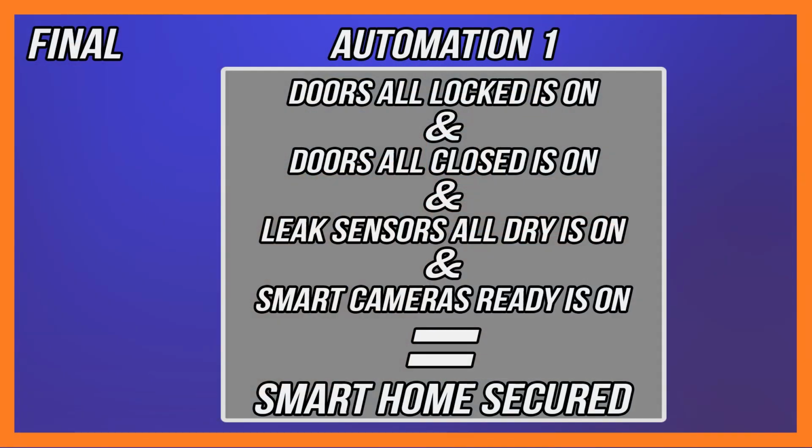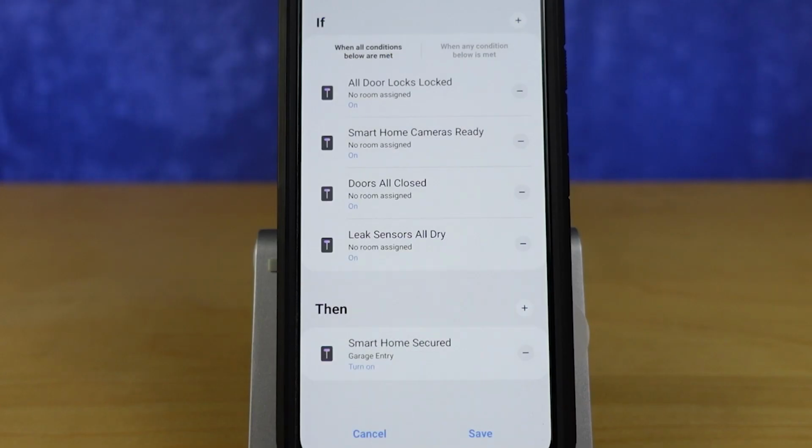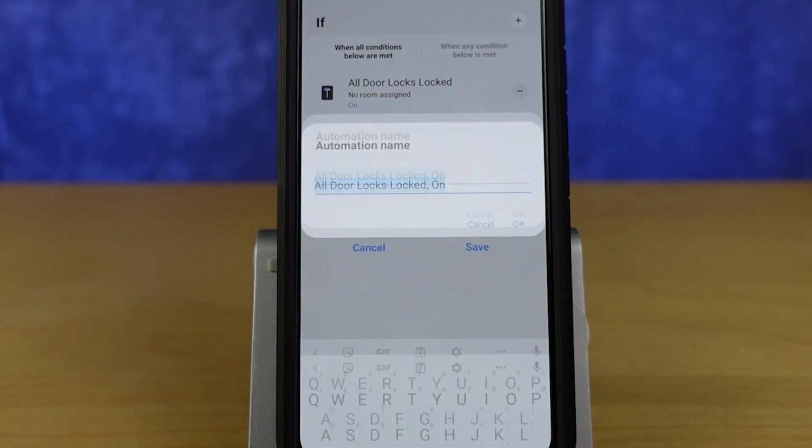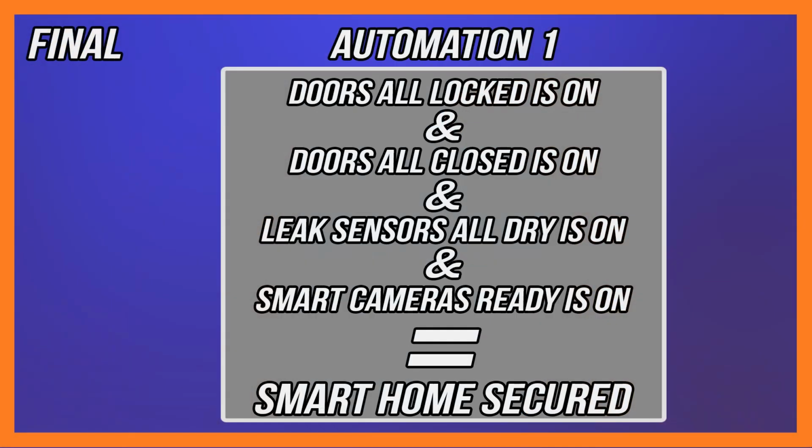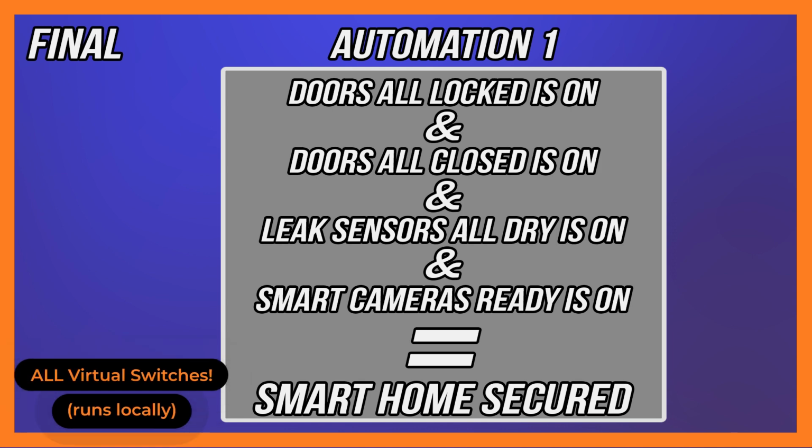I have two final automations, and my first one is doors all locked is on, and doors all closed is on, and leak sensors all dry is on, and smart cameras ready is on. This gives me the then component of my automation, which says my smart home is secured.